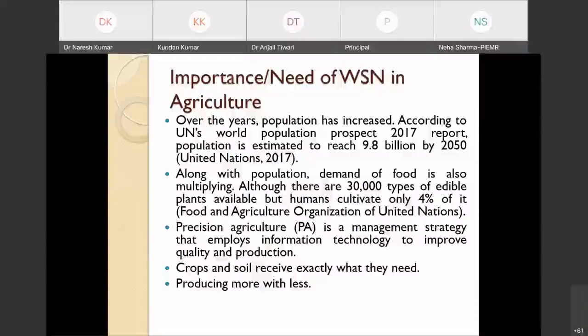And this precision agriculture is a management strategy that employs information technology to improve quality and production. It also works on the phenomenon of observing through sensors and responding through actuators, and tries to achieve parametric values and conditions required for optimum health and yield of the crop. Precision agriculture also focuses on optimizing resources used for production.